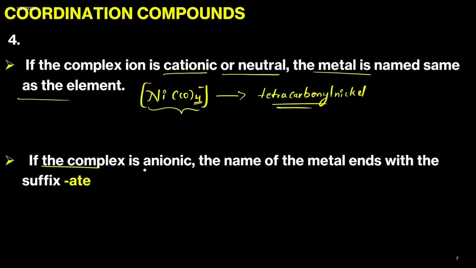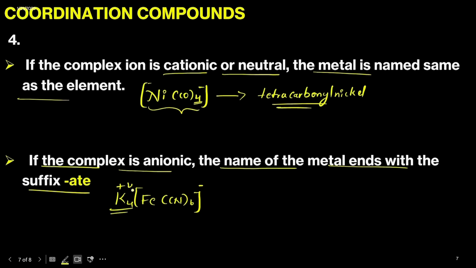If the complex is anionic, the name of the metal ends with the suffix ate. For example, again we will take K4[Fe(CN)6]. Here potassium will be having positive charge and here we will be having negative charge because charge on the cation is balanced by charge on anion. Here it is plus 4 because 4 K plus are there, and here it will be minus 4. This is anionic complex, because the negative charge is present on the coordination sphere.